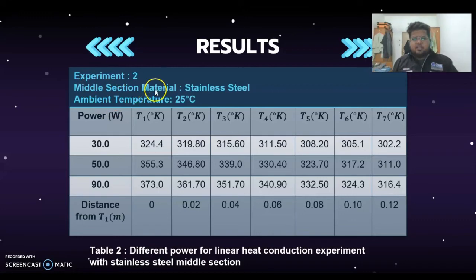Okay, next let's look at the middle section material for stainless steel. The ambient temperature from the previous material is also 25 degrees, and here we have also conducted the experiment using a wide range of power from 30 watts to 90 watts.